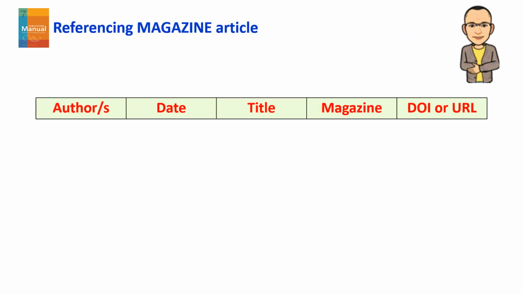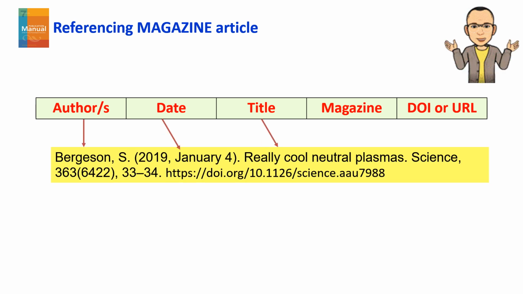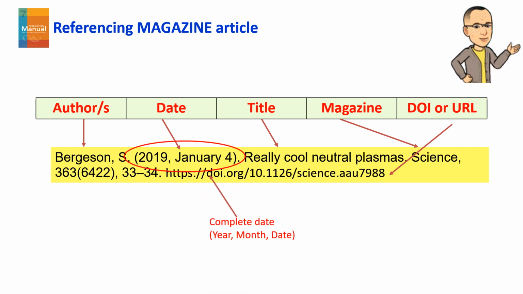Referencing a magazine follows the pattern: name of authors, date of publication, title of the article, the name of the magazine, and the DOI or URL. In referencing a magazine, the author's name is listed first, followed by the date of publication in parentheses. The title of the article is in sentence case, followed by the name of the magazine, not in italics, the volume number, not in italics, the issue number in parentheses, and the page numbers of the article. Referencing a magazine requires the inclusion of the page range.